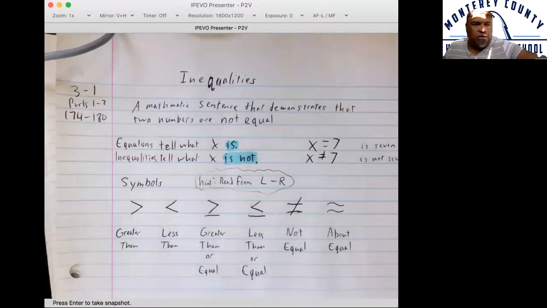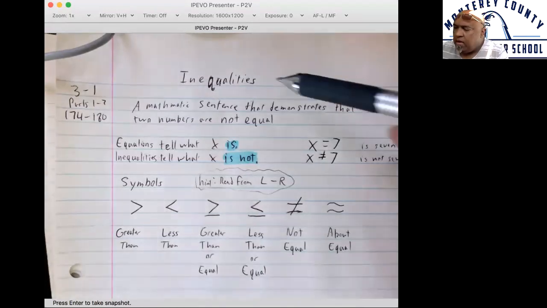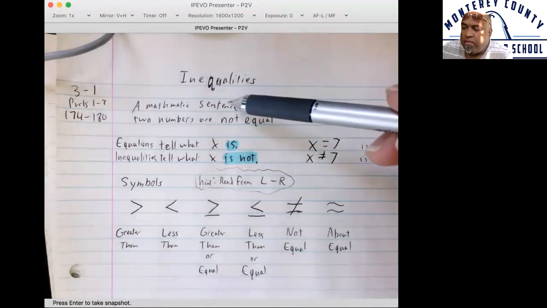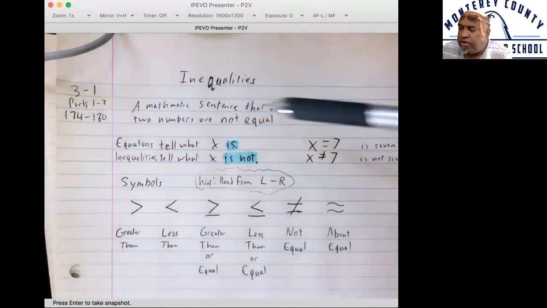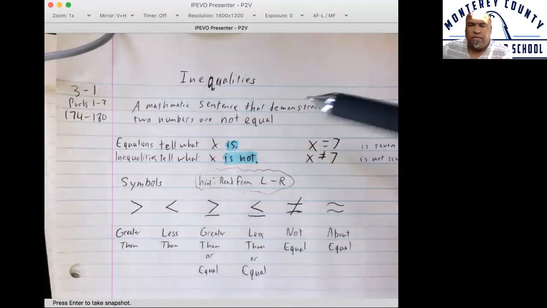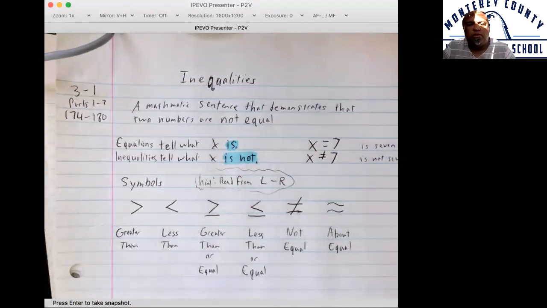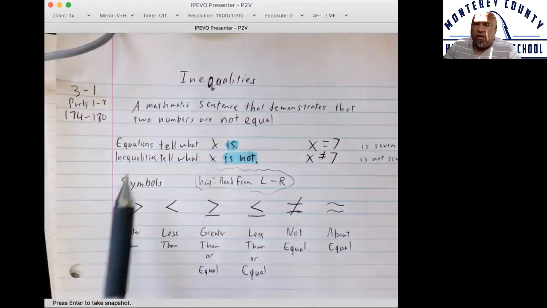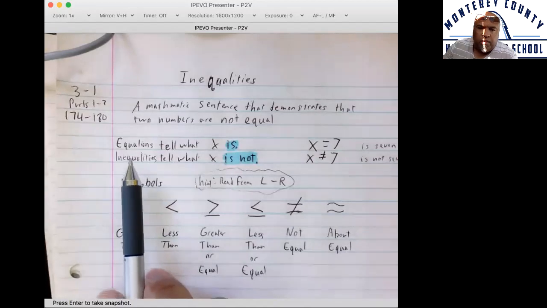Okay, so I want to talk about what an inequality is. An inequality is a mathematical sentence that demonstrates that two numbers are not equal. Let me say it again, a mathematical sentence that demonstrates that two numbers are not equal. Okay. Let's take a look at some examples here.